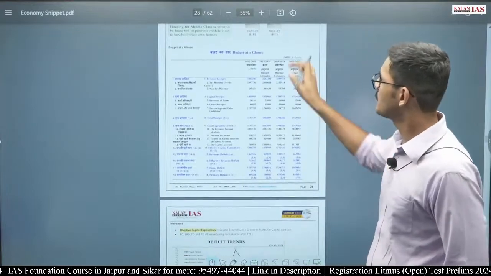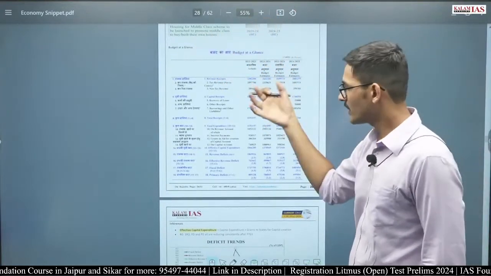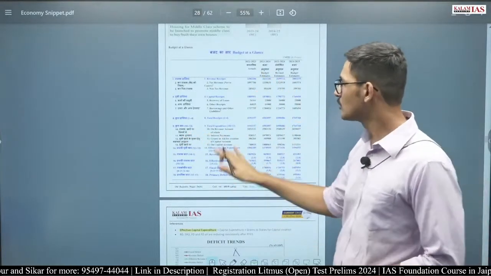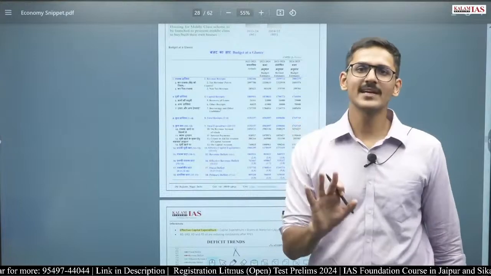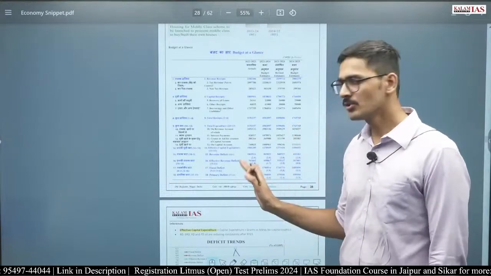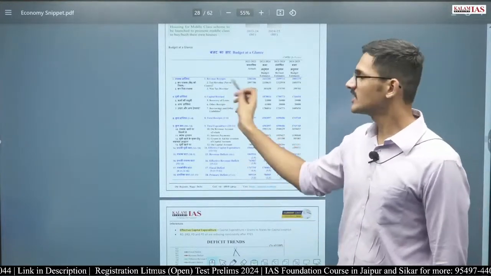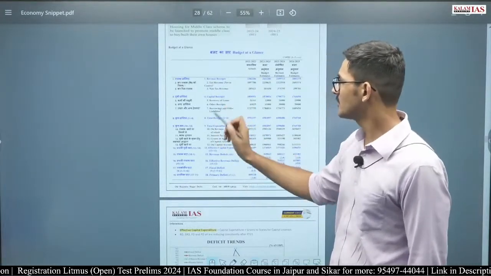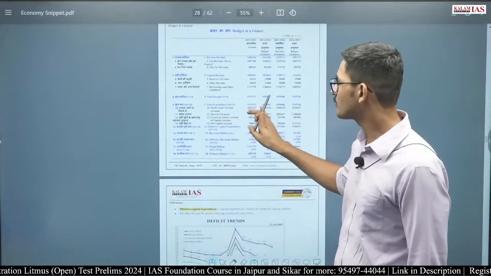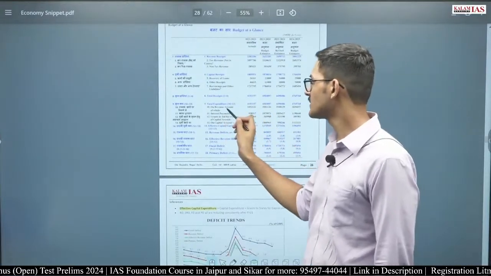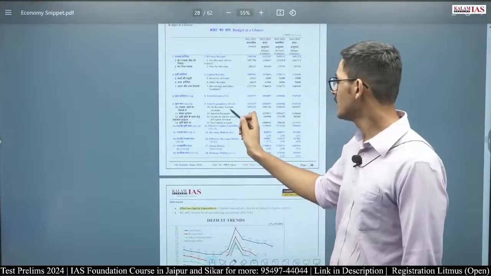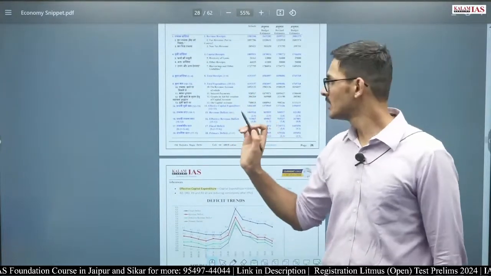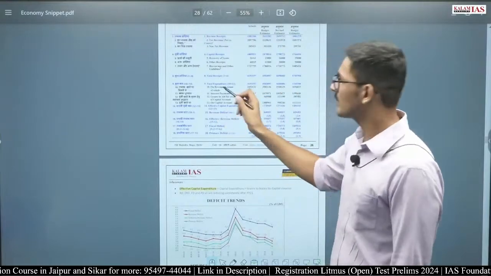Now, this is the budget at a glance. Whenever you look at the budget at a glance, you do not have to look at any of the data. What you have to look at is these terms, whether you understand them or not. If you understand them, you do not have to read them. So revenue receipts, we know what revenue receipts are. We know what capital receipts are. Total receipts is the summation of both of them. Then we have total expenditure. Out of total expenditure, there is revenue, there is interest payment, grants in aid for creation of capital. Then there is the capital account also. Then there is effective capital expenditure.